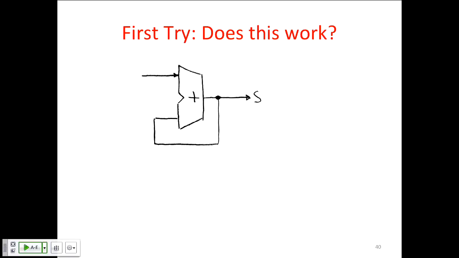So let's try doing this just with combinational logic, right? Would this work? Say I just take my adder circuit, I have an input here, I take its output and feed it back. Now, would this work? So remember, there's a combinational logic circuit.